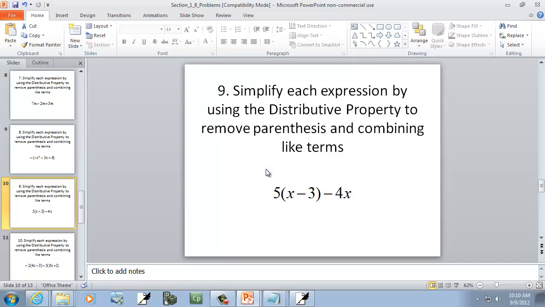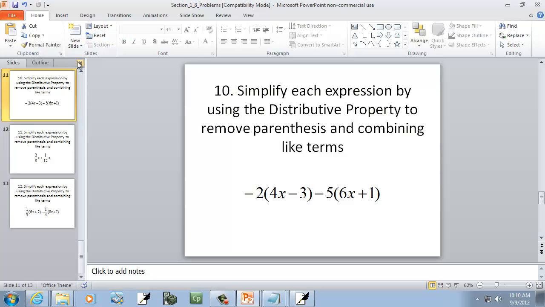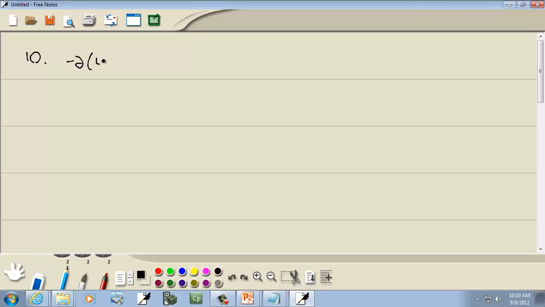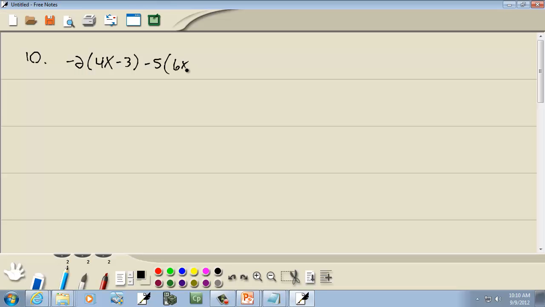Let's look at another problem. Got negative 2 times 4x minus 3 minus 5 times 6x plus 1. Again, if the instructions didn't tell us what to do, I'd hit this problem and I'd do my Dear Aunt Sally procedure. Please excuse my dear Aunt Sally. Do what's inside the parentheses. Nothing to do inside the parentheses. Excuse. Exponents? No.